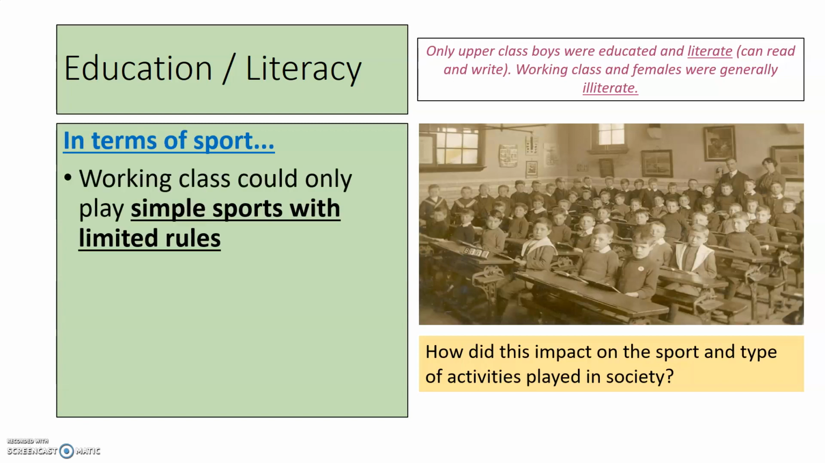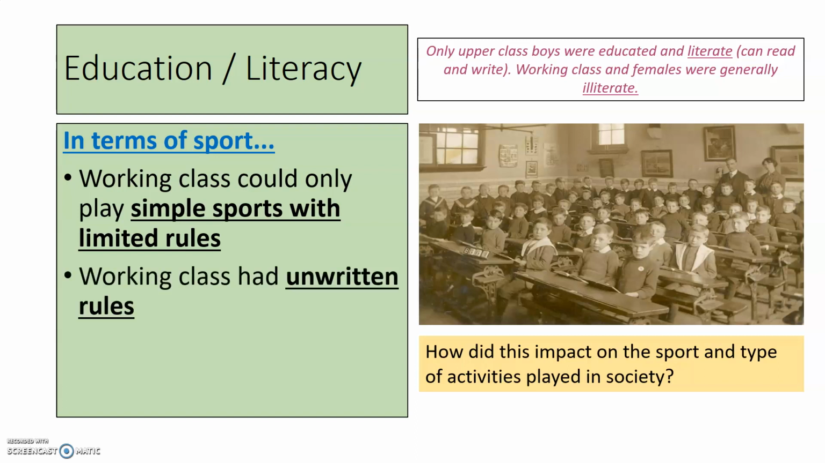Okay, so hopefully you've got down things like the fact that the working class couldn't read and write, so they played sport with limited rules and often quite simple sports, because they couldn't write any rules down. This would have been the opposite for the upper classes. They would have often played some more sophisticated sports, things like cricket and tennis, that required rules to be written down.